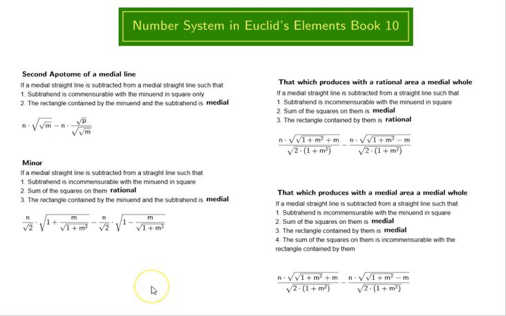So that is the number system that Euclid explores in his book Elements, specifically in book 10. So that's it for now.